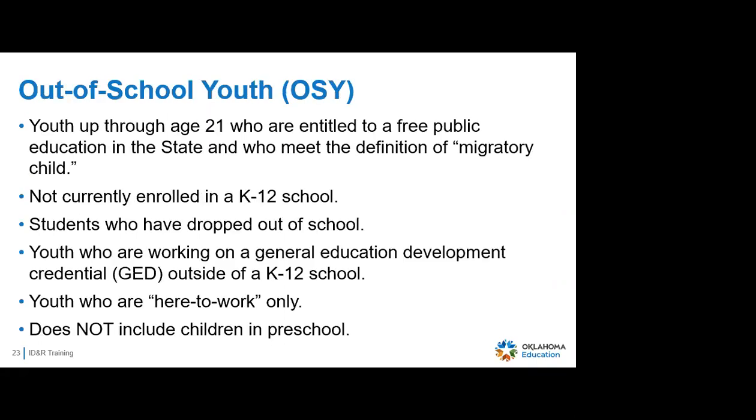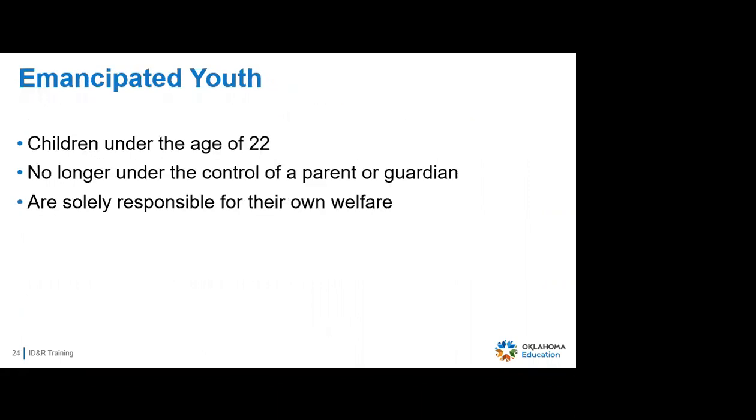Out of school youth, or OSY. Youth up to age 21 who are entitled to a free public education in the state and who meet the definition of migratory child. Not currently enrolled in a K-12 school, students who have dropped out of school, youth who are working on a general education development credential or a GED outside of a K-12 school, youth who are here to work only. Does not include children in preschool. Emancipated youth, children under the age of 22, no longer under the control of a parent or guardian, are solely responsible for their own welfare.